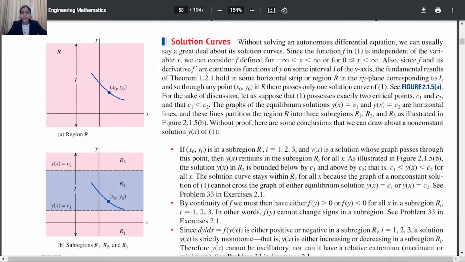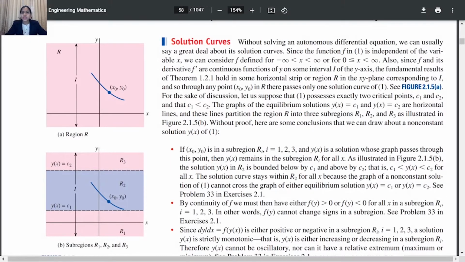So we have discussed what is meant by an autonomous differential equation in our previous lecture. It basically does not contain the independent variable in the function on the right side of the equation. So corresponding to this type of differential equation, how will the solution curve behave, or how can we interpret various things from the solution curves? That is what we are going to discuss in today's lecture. So let's just go through your textbook.